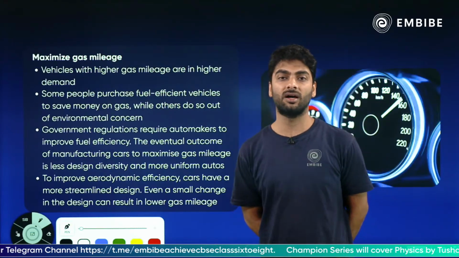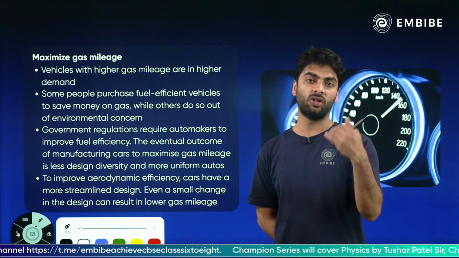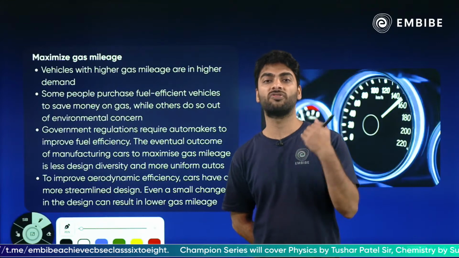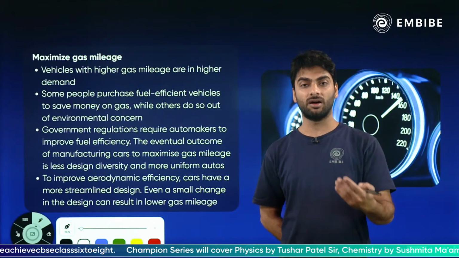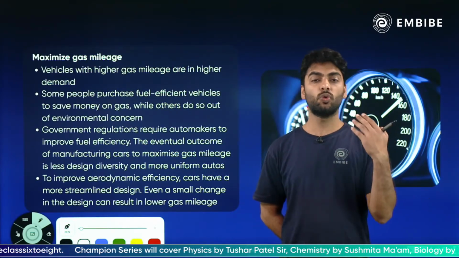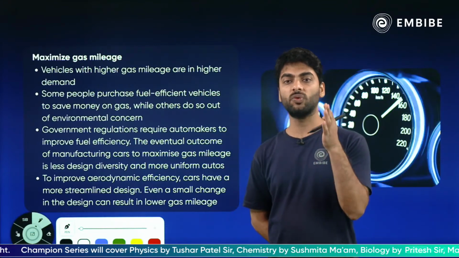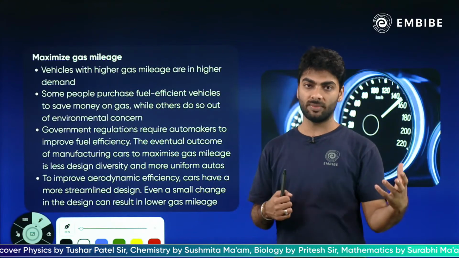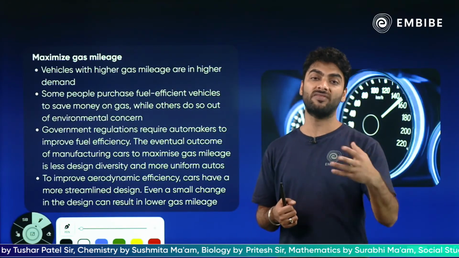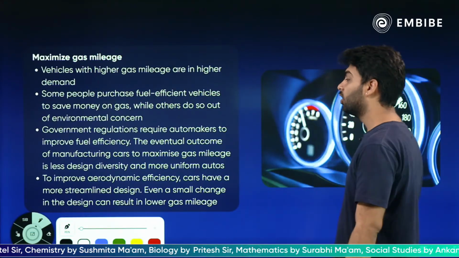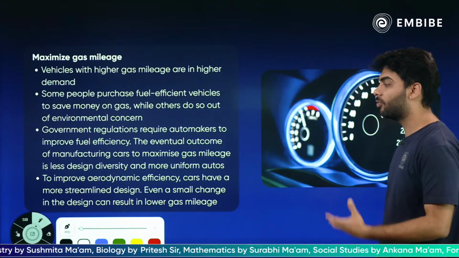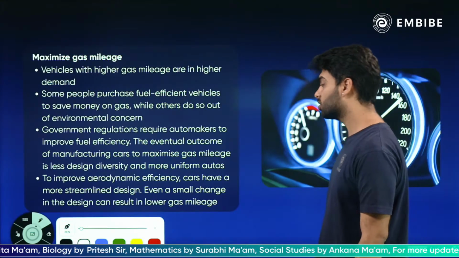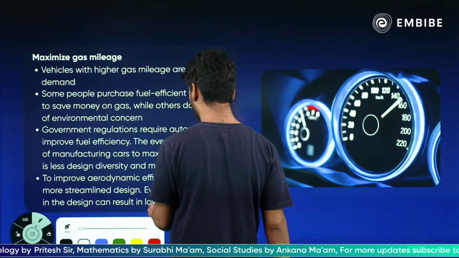So the reason why all the vehicles look the same is because of the guidelines given by the government of every country to automakers, that you have to design the vehicles in a more uniform manner, so that all of them look similar and all of them give a very good mileage. To improve aerodynamic efficiency, cars have a more streamlined design. Even a small change in the design can result in lower gas mileage.